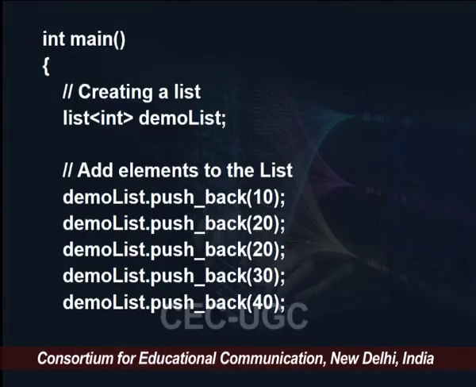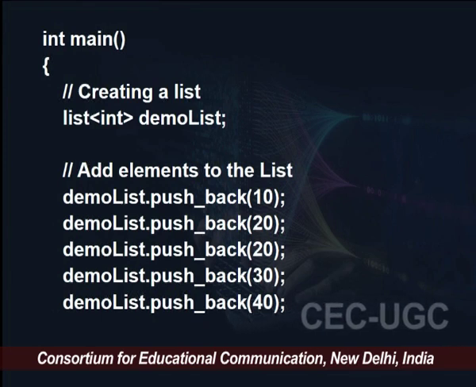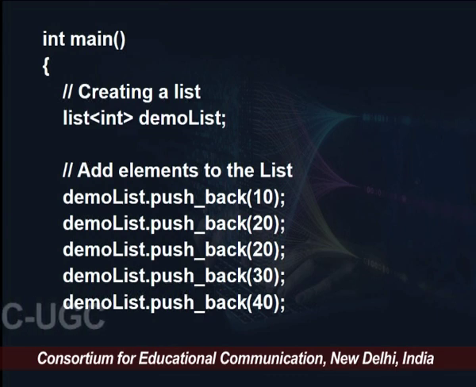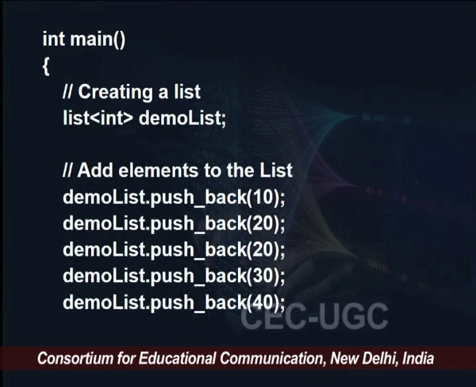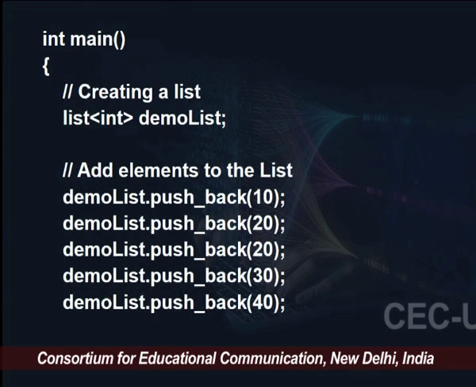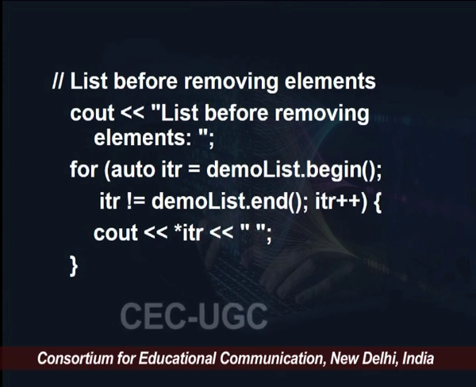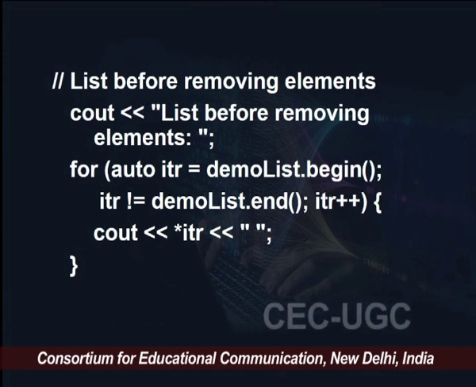Some snippet of the code is matching with the previous one, in which we are creating a demo list, and within this demo list we are pushing back 5 elements which are 10, 20, then again a 20, 30, 40. We have deliberately given here the double occurrence of 20, so that we can remove both the occurrences of the element 20, and we need to print the list before removing the elements.